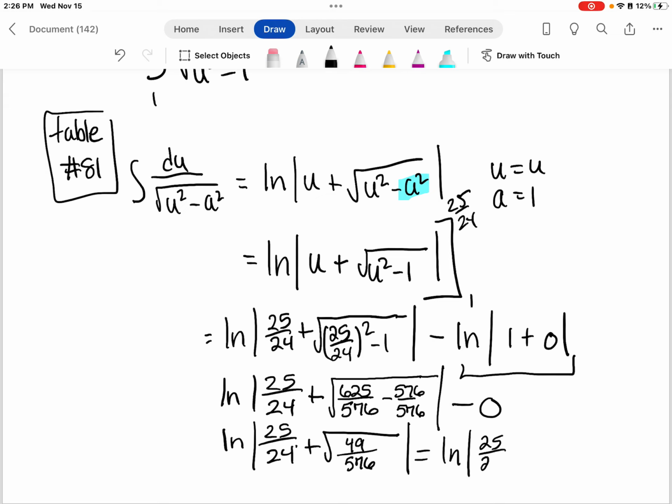That's going to give me the natural log of 25 over 24 plus, when I take the square root of 49, that's 7. When I take the square root of 576, that's 24. And then when I add that, I get 25 plus 7. That's going to give me 32 over 24. So my final answer is going to be the natural log of 32 over 24.